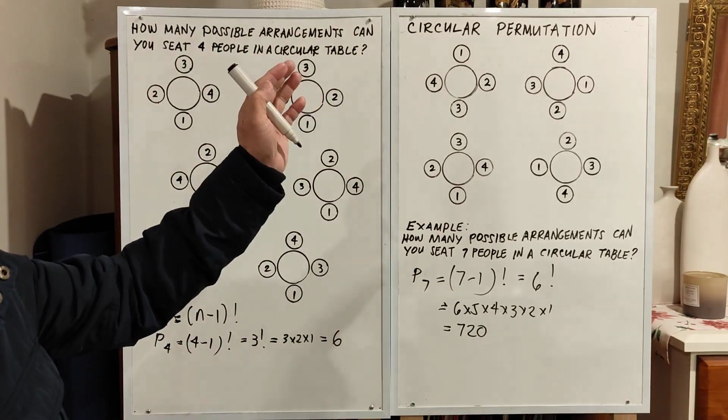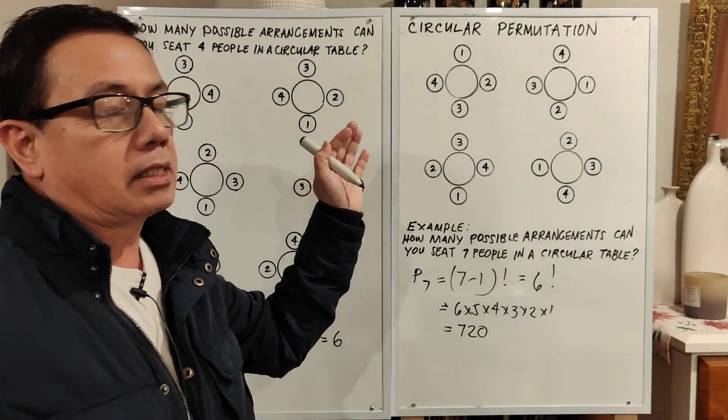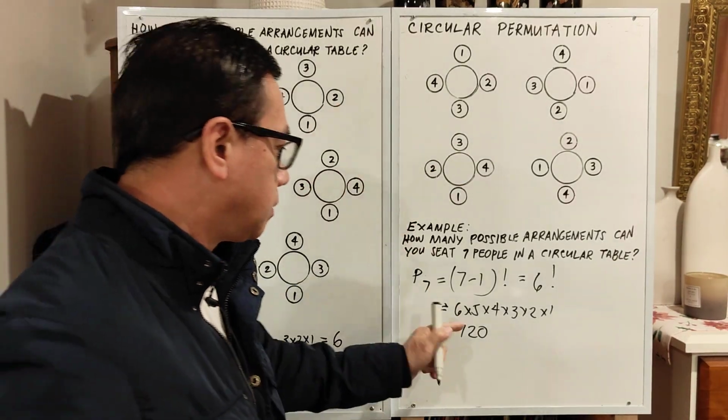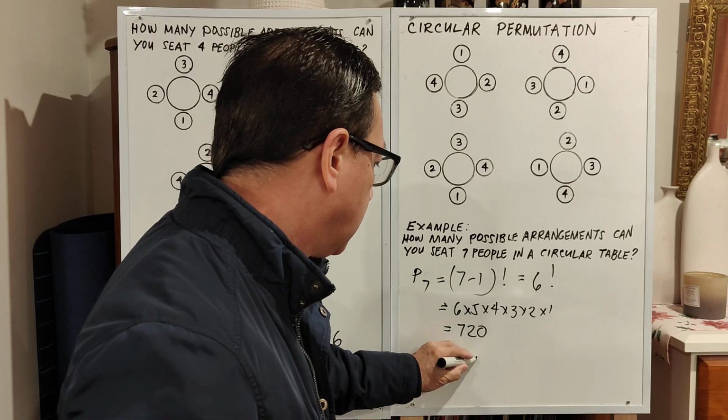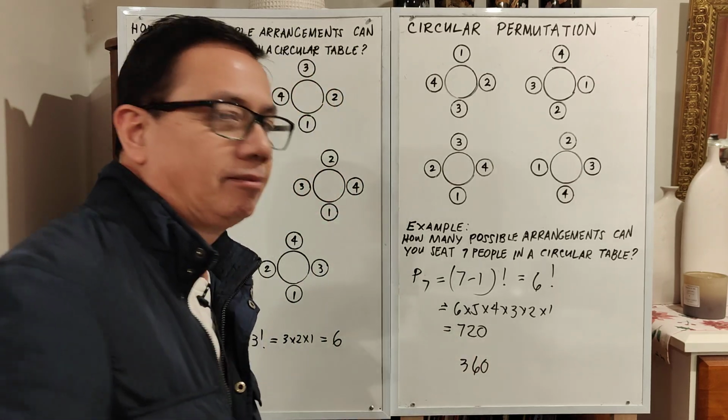Now, if you consider counterclockwise and clockwise as one arrangement, this becomes half, or 360. That's it.